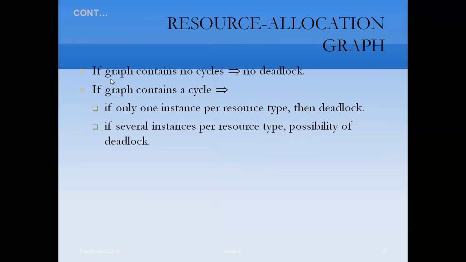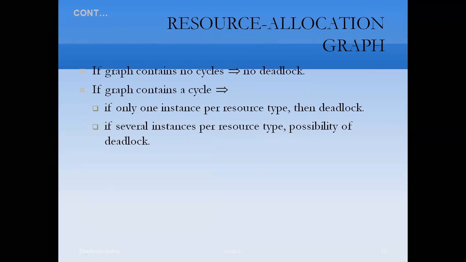If the graph contains no cycle, there is no deadlock. If the graph contains a cycle and there is only one instance per resource type, then there is a deadlock. If there are several instances per resource type, there is a possibility of deadlock. These are the 4 key points which we must always remember.